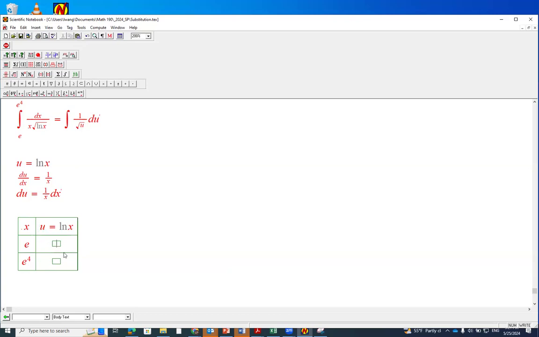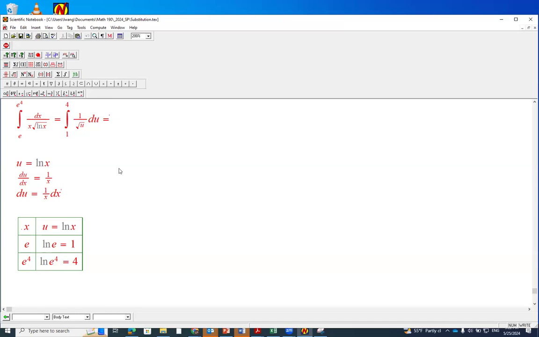So when u equals ln x, this is ln e. When x equals e, replace x by e, ln e equals 1. And the next one is ln e to the power 4, and that equals 4. So the interval is going to be changed from e to the power 4 to 1 to 4. And that would be a complete change.